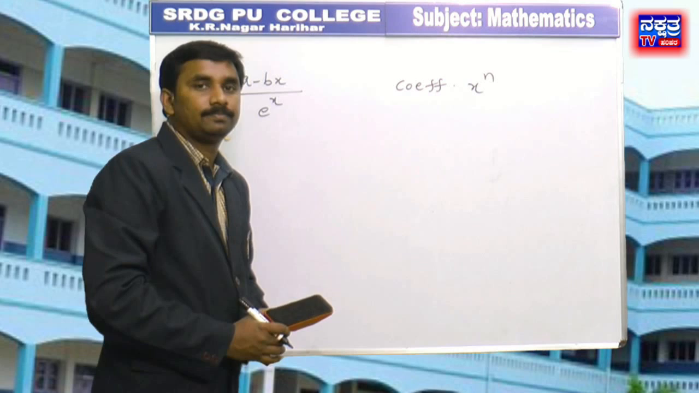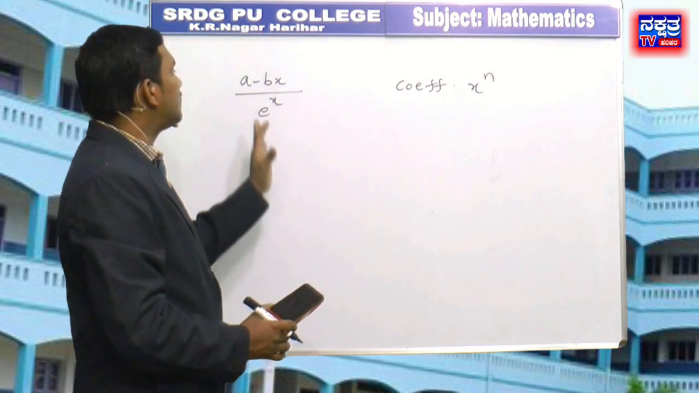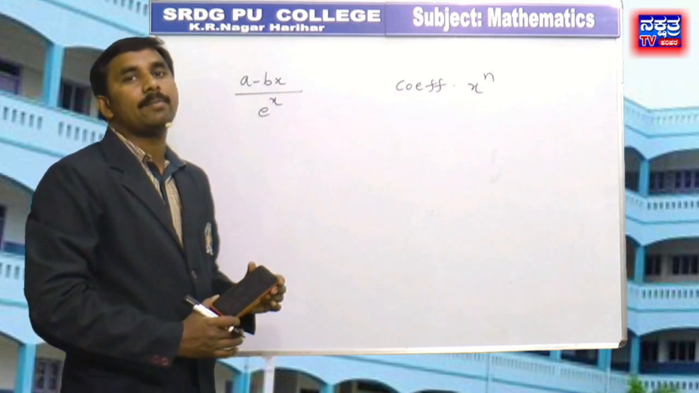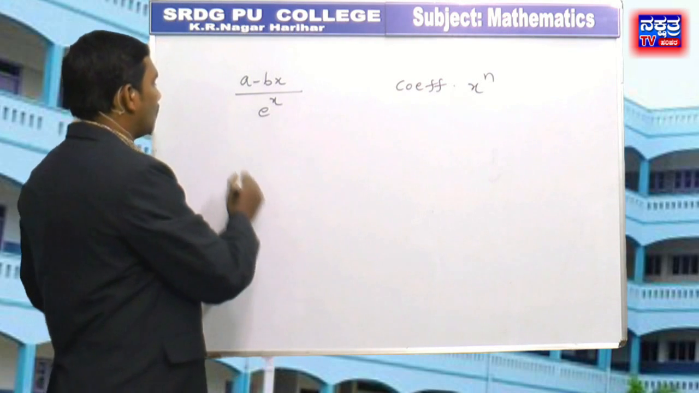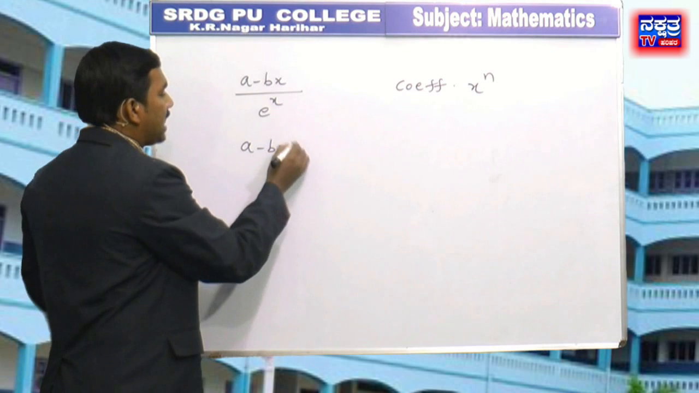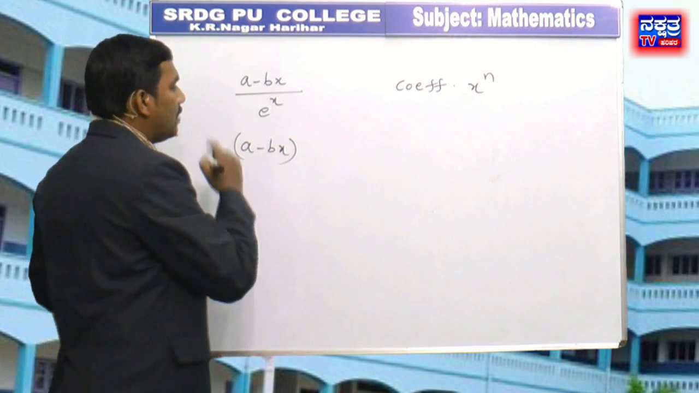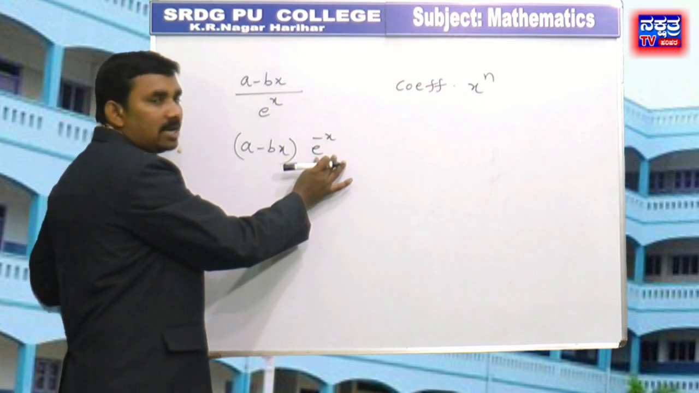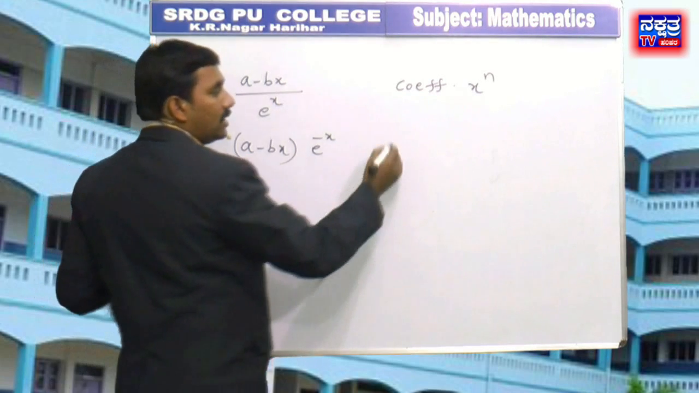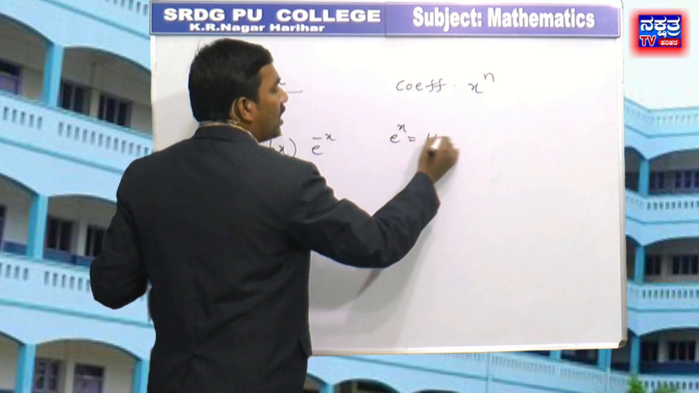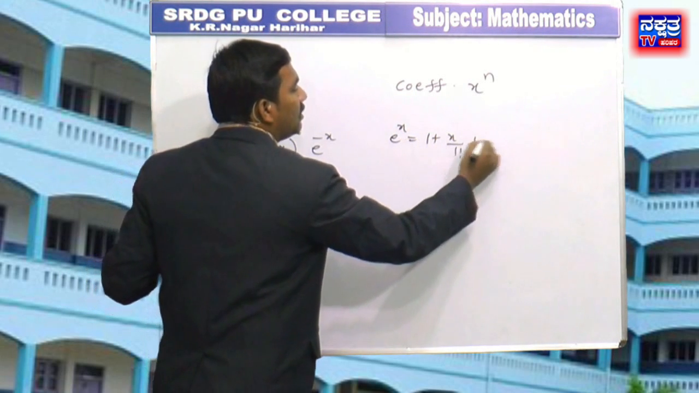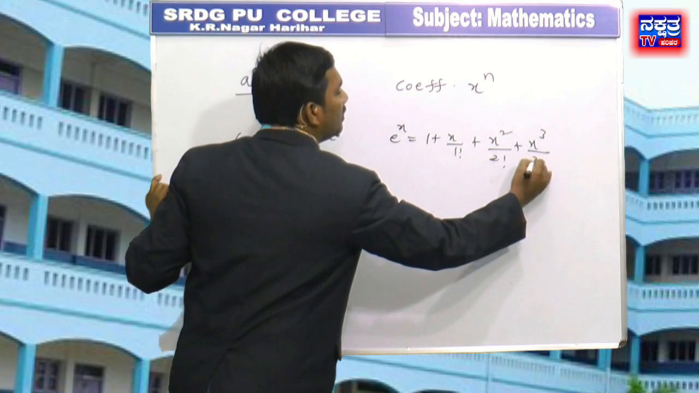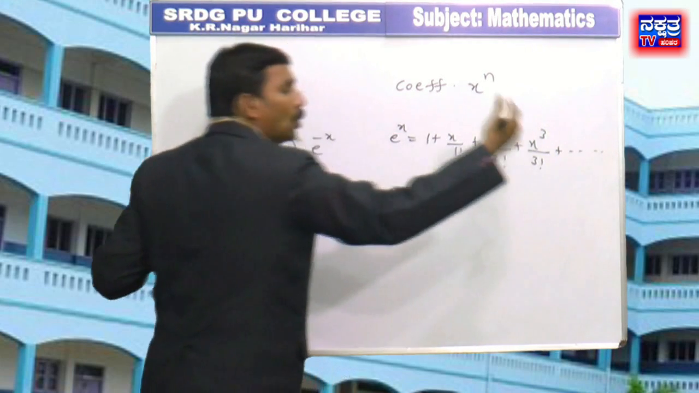Watch the board. Dear students, in this expansion, the coefficient of x^n we have to find. It is not looking like a binomial expansion directly. But here, what is the important thing? (a - bx) is a linear polynomial, and e^(-x) is the exponential function having one expansion. What is that? e^x = 1 + x/1! + x²/2! + x³/3! + so on up to infinity.